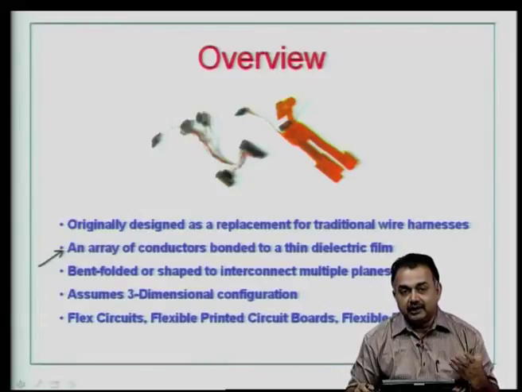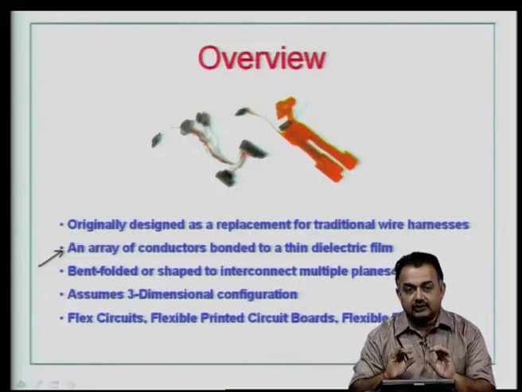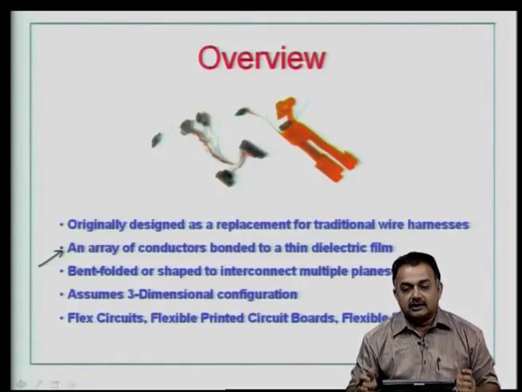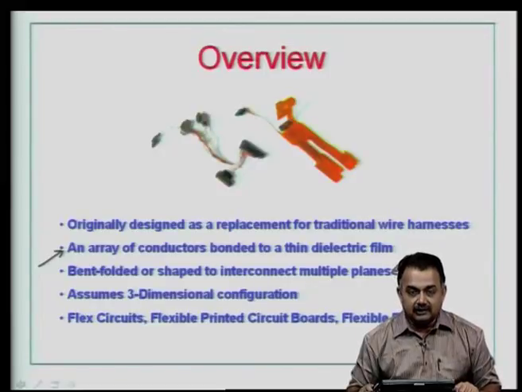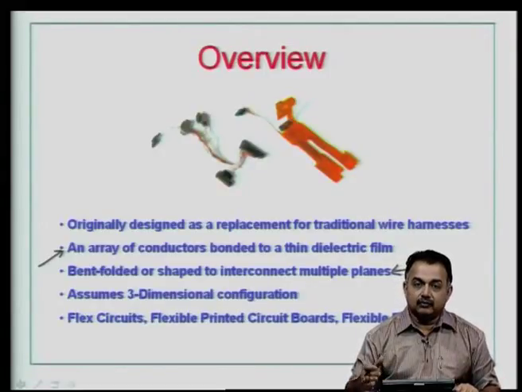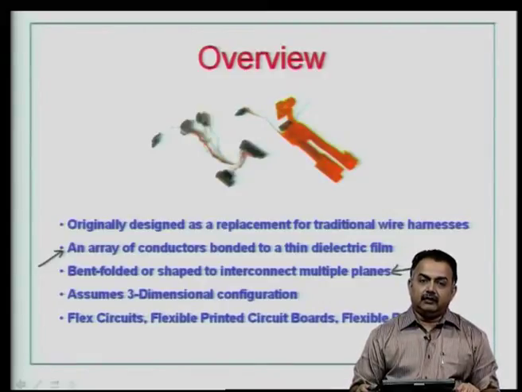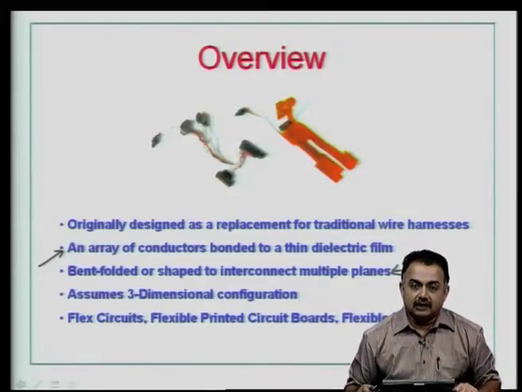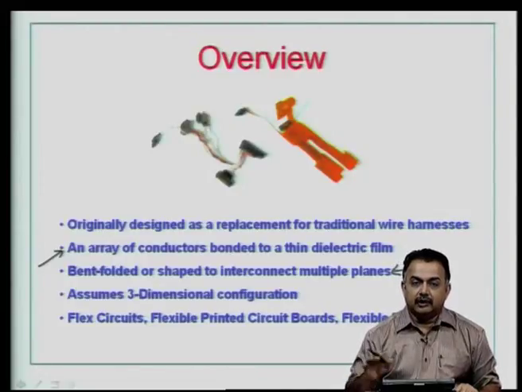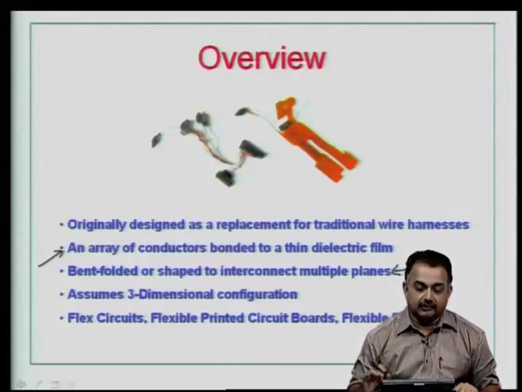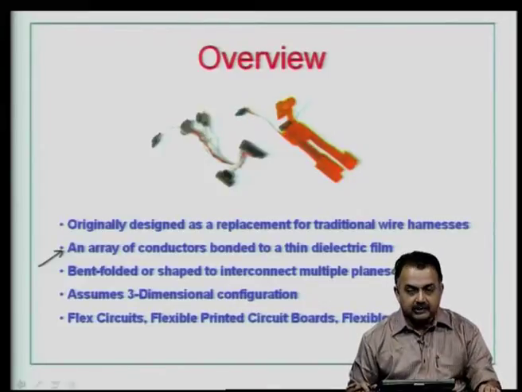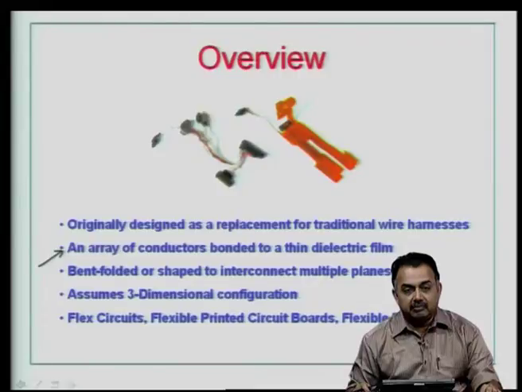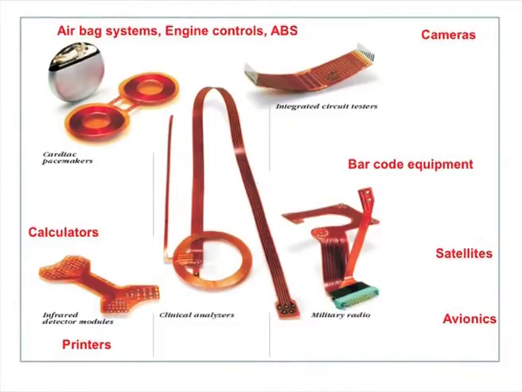So, it will assume a 3D configuration, and you can bend it, roll it and shove it into a mechanical product. Typically you will see these kinds of structures in cameras, camcorders and so on. Servicing is very easy, accessibility is easy, it occupies less space, it is low weight, and one would say that these circuits are medium dense or low dense circuitry. The names used are flex circuits, flexible printed circuit boards or flexible PCBs.